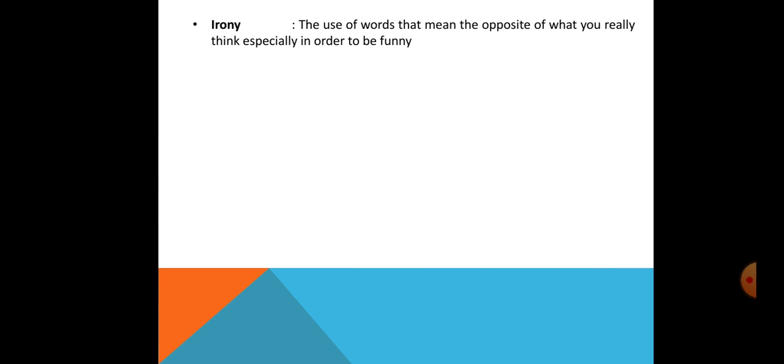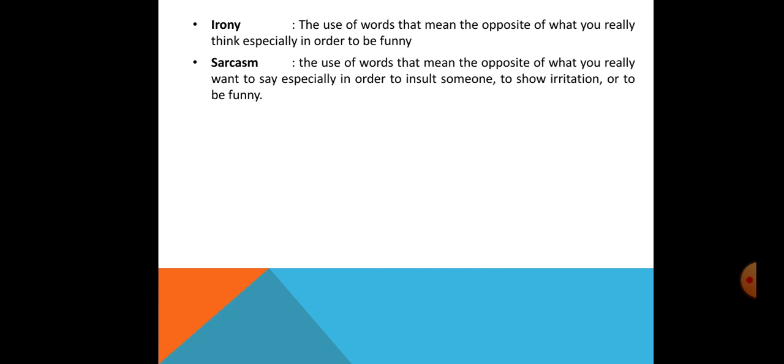And irony is the use of words that mean the opposite of what you really think, especially in order to be funny. Ya, ironi itu sebenarnya sindiran, ya. Meanwhile, sarcasm is also the use of words that mean the opposite of what you really want to say, especially in order to insult someone. Tapi yang ironi adalah sindiran tetapi untuk menjadi lucu. Kalau sarcasm, to insult someone, to show irritation or to be funny too.